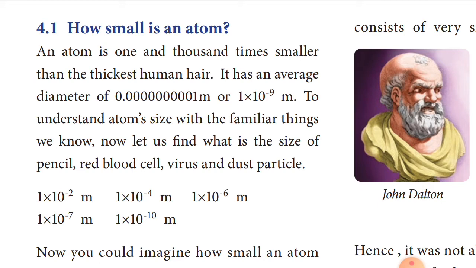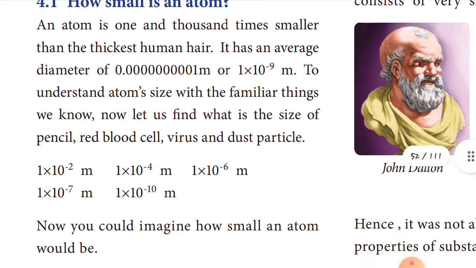Your hair has an average diameter of what? 1 into 10 power minus 9 meter. How many zeros here? 9 zeros. So you write 1 into 10 power minus 9 meter. To understand the atomic size with familiar things, let us find the sizes of a pencil, red blood cells in our human blood, virus and dust particles.